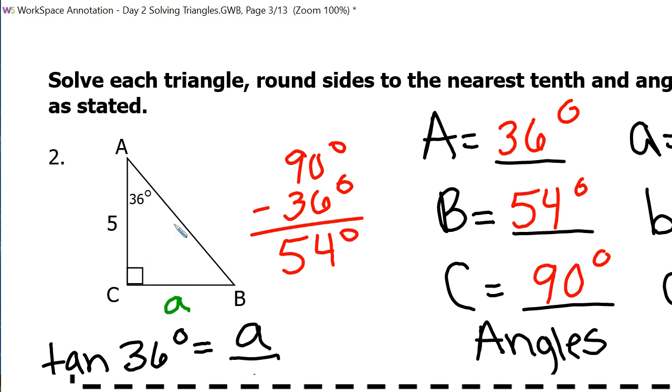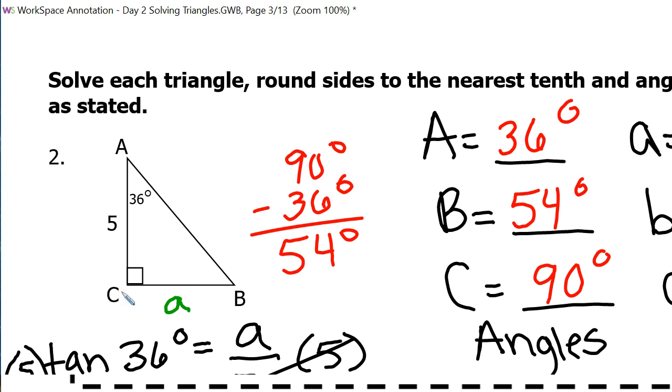And solve for A, so A is being divided by 5. Next step would be multiply both sides by 5. So in the calculator, you need to do 5 times the tangent of 36 degrees. If you're in degree mode, you don't have to type in that degree symbol. Just 5 times tangent of 36.